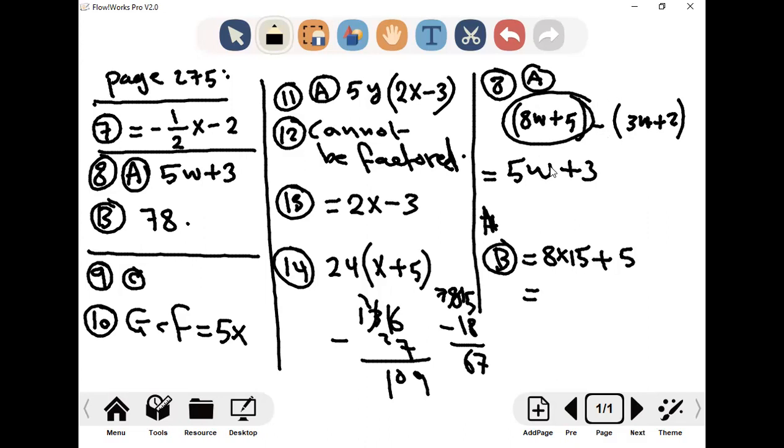So replace W here, which is 5, by 15. 5 multiply 15 plus 3. 5 by 15 is 75, plus 3, 78. This is part B.